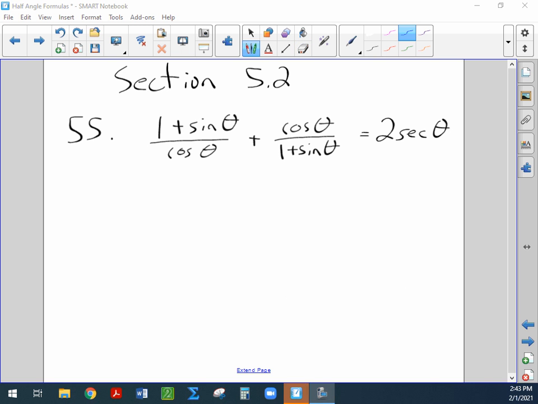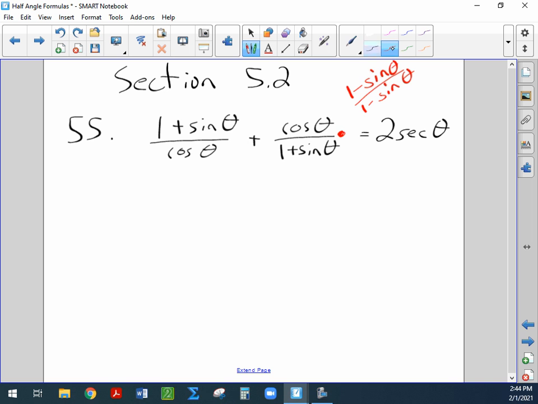Okay, this is number 55 from Friday's homework, section 5.2. We're trying to verify this identity. And I'm going to take my second fraction and use my strategy of the conjugate. So I'm going to multiply this second fraction by 1 minus sine theta over 1 minus sine theta. Using the conjugate is a good strategy to start with and see what happens.